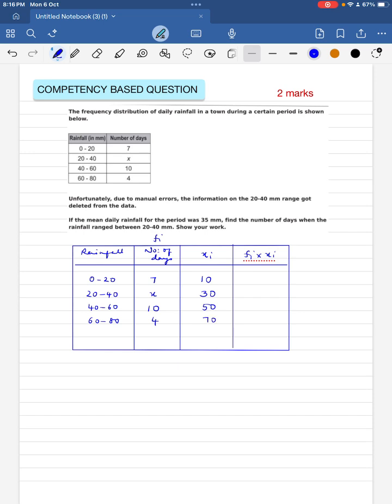Now let's multiply fi times xi. That gives me 70, 30x, 500 and 280. Now let's add up all of this and find out the value of the total fi xi values, and that would be 850 plus 30x. And the value of sigma fi is equal to 21 plus x. Now let's find the mean.